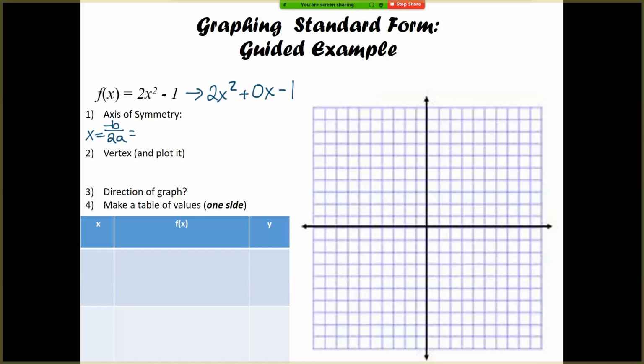So when I fill out for my axis of symmetry, I need the opposite of b. Well, the opposite of 0 is still 0, divided by 2 times a. A is 2. So 0 divided by 4, which is still 0. So my axis of symmetry is x equals 0.